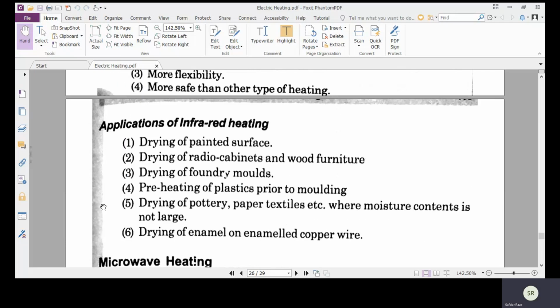Now, the applications of infrared heating, apart from the medical side: by this infrared heating, we can dry painted surfaces. We can dry radio cabinets and wood furniture, dry foundry molds, preheat plastics prior to molding, dry pottery, paper and textiles where moisture content is not large, and dry enamel on enameled copper wire.